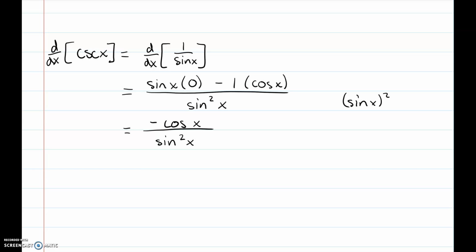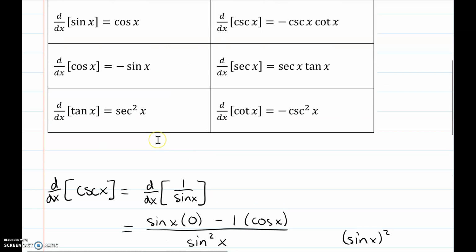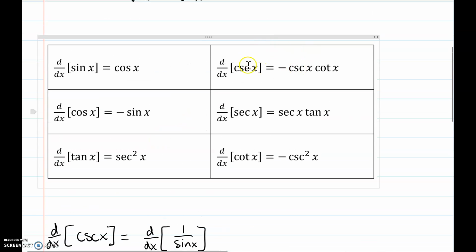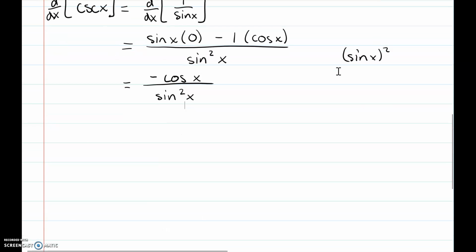Now that looks different than what we had. Remember we had, which one are we doing? Cosecant here. Negative cosecant x cotangent x. So let's see if we can get into that form. I'm going to split this up into two separate fractions. So we have a negative 1 over sine x times a cosine over sine. Do we see how that's the same?